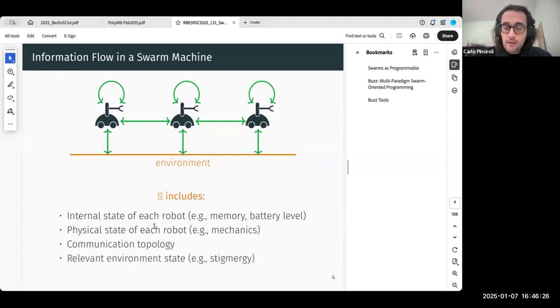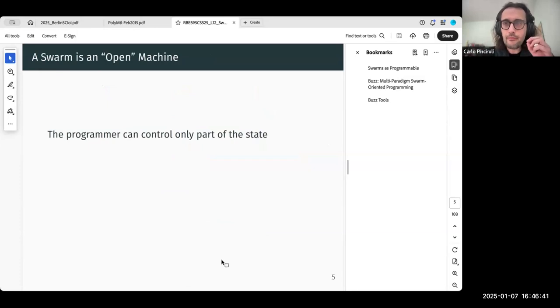The environment itself is also important, not just because there are obstacles. That's not so important. I mean, it is important, but it's not the point here. What is important is that the environment can be used as a means of communication, so stigmergy. All of these things together make you notice that programming a swarm is not like programming a laptop, and it's not like programming a cloud computer.